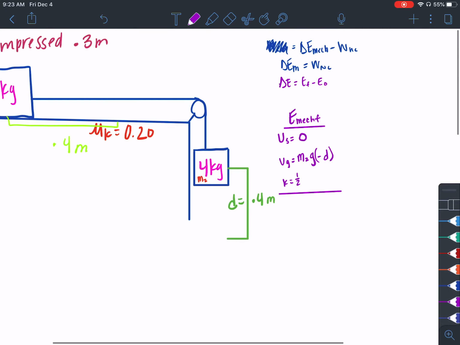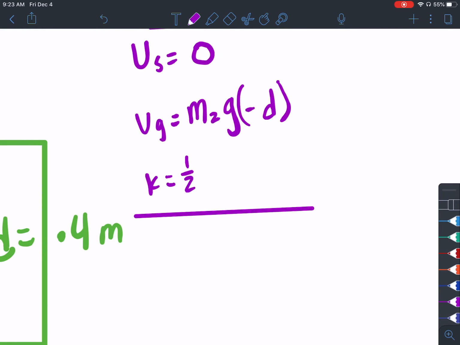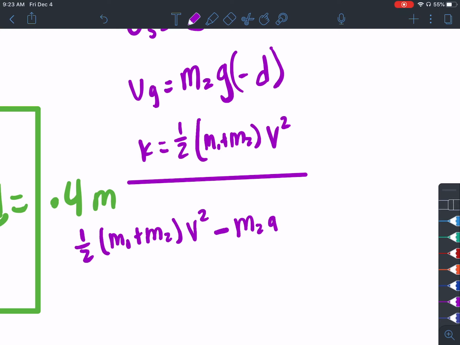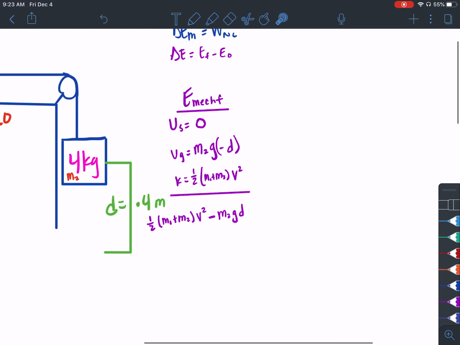Well, here, if we're looking at our system, the mass is made up of both of the blocks. So when we do the mass here, we're actually going to be doing m1 plus m2. And then the v squared is what we're trying to find. We're trying to find that speed at the end. So my total final would be 1/2 (m1 plus m2) v squared minus m2gd. And that minus came from the negative on the d. I just went ahead and moved it up to the front. So that is our final mechanical energy of the system.